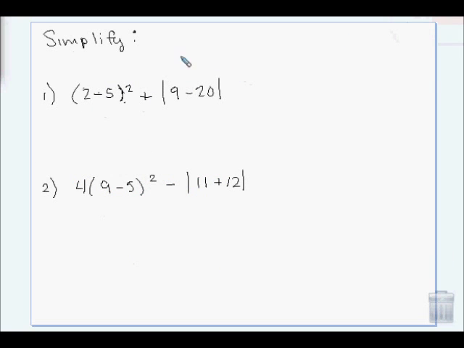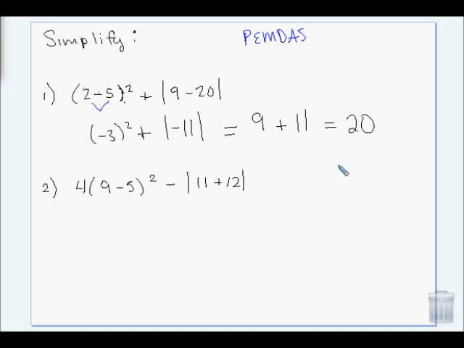Okay, we have more order of operations, but with some absolute value in there. Same idea though, we still need to use PEMDAS. So I'm going to do what's inside the parentheses first. Absolute value also counts as a grouping symbol. So this is going to give me -3. And 9 minus 20 is -11. Then I square this. That's 9. And then the absolute value of -11 is 11. So this is 20.